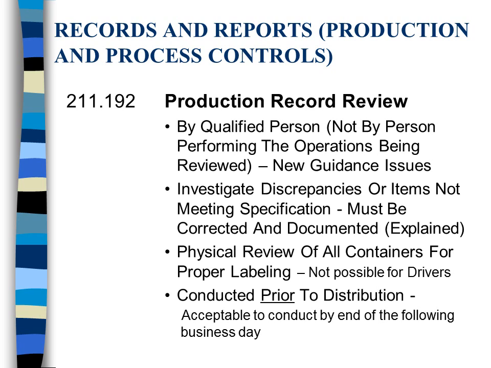There is a physical review of all containers for proper labeling. That is in the plant. It can't possibly be done en route, not unless you're lucky enough to have a QCU member with you, in the case of training, for example. And a record review is conducted prior to distribution.